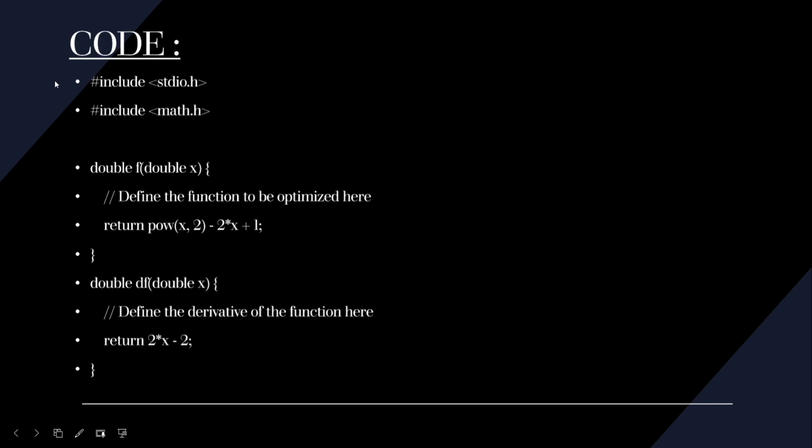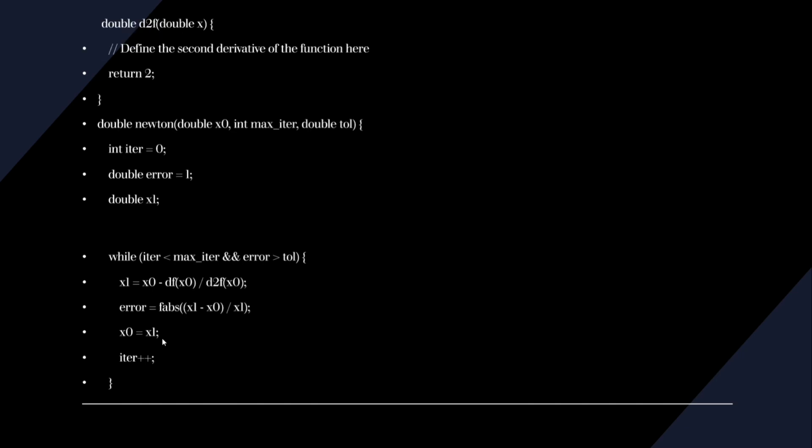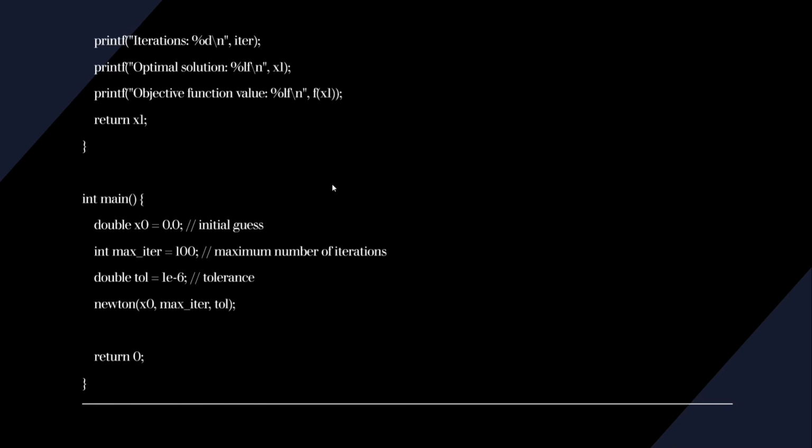Here is the code we are going to use to find the maximum or minimum of an objective function using Newton's method. Here we write the objective function given in the question, then the first derivative of the objective function, and the second derivative. We write the initial guess which we assumed or which is given in the question, and set the maximum number of iterations, and then we run the code.